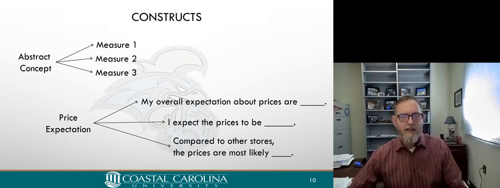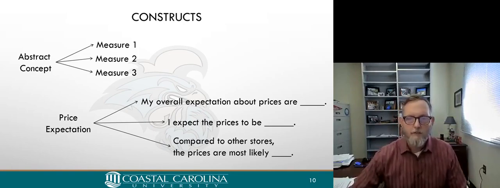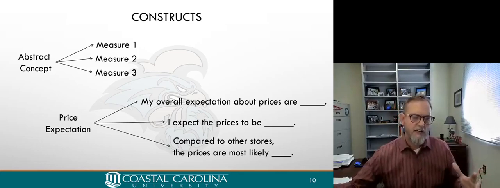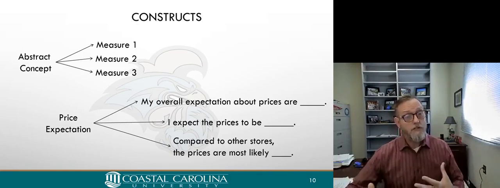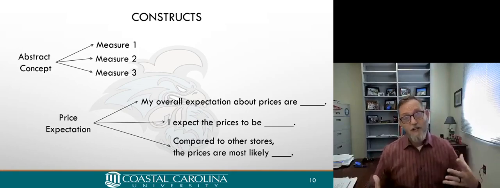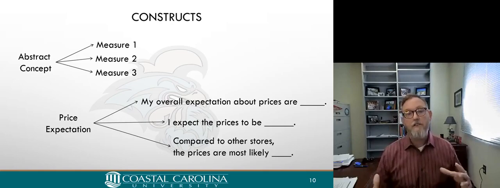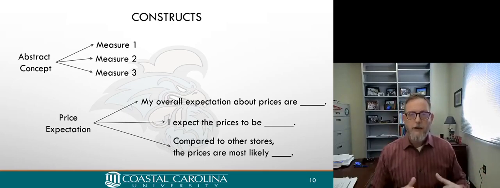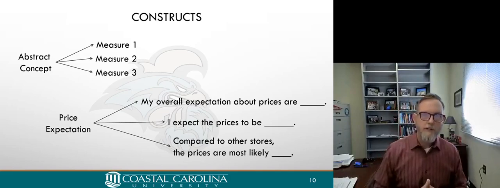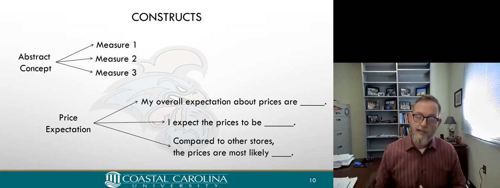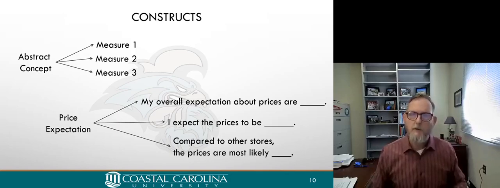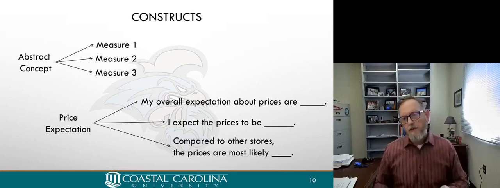So in this case, we have 3 different measures. Here's another example: price expectation. If we just asked what my overall expectation of prices is, and then we have a scale like high to low or something like that, that would measure one part of price expectations. But then we have a couple other questions we'll add to it so that we round out the measurement of this one abstract property. I expect prices to be, boom. Compared to other stores, the prices here at this one are most likely, again, high or low or something like that. Okay, so we're asking the respondent 3 different ways to describe their price expectancy.